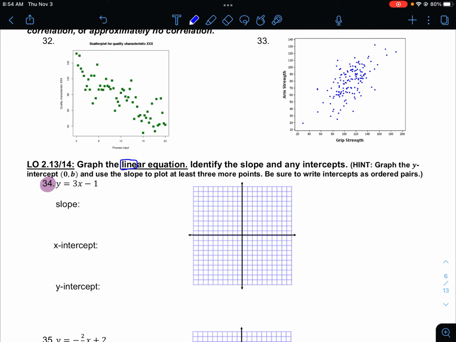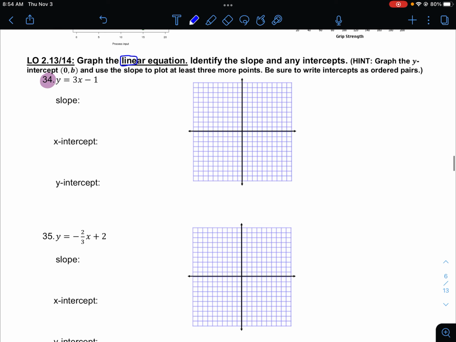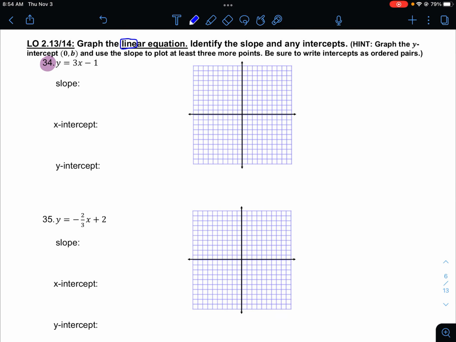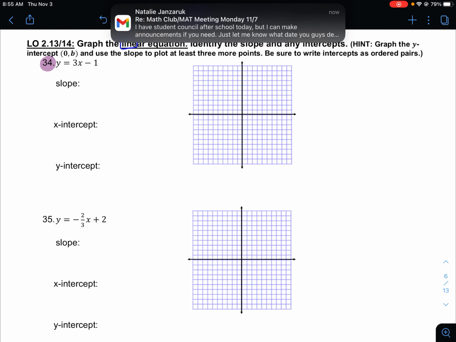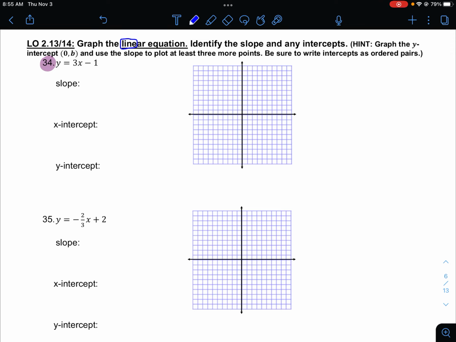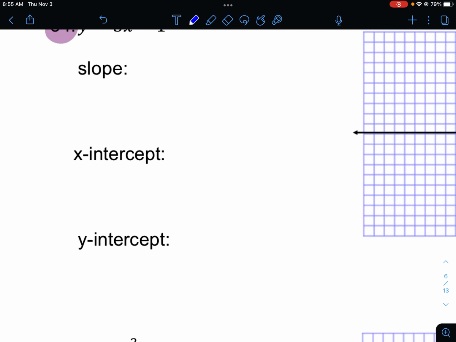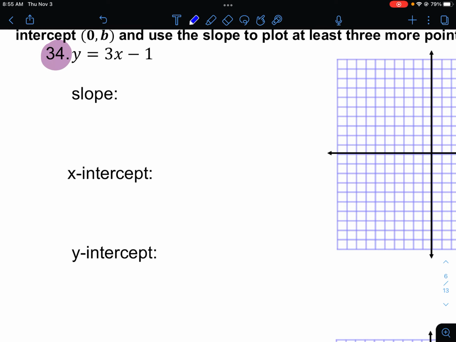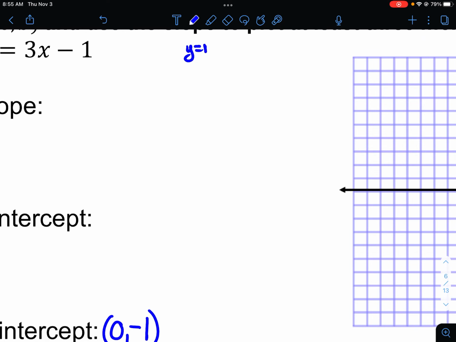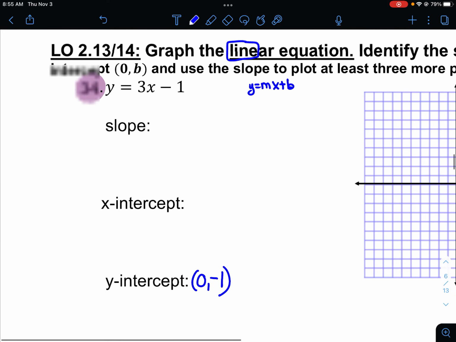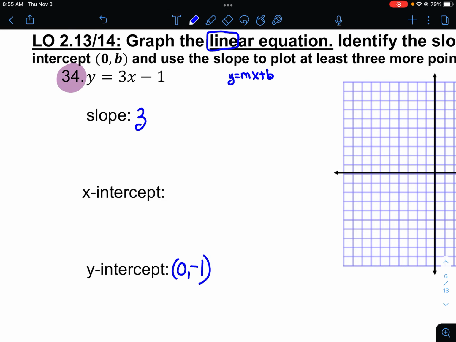So when we graph this, we are going to be wanting to look at what kind of form this equation is given to us in. This specific problem is given to us in slope-intercept form. So that means you will want to identify what the y-intercept is. This is in the hint. Then use the slope to plot at least 3 more points. Make sure you write your intercepts as an ordered pair. So when you're looking at the y-intercept, you're going to write it as a point, 0, comma, negative 1, because this is in y equals mx plus b form. And then your slope is going to be a positive 3.